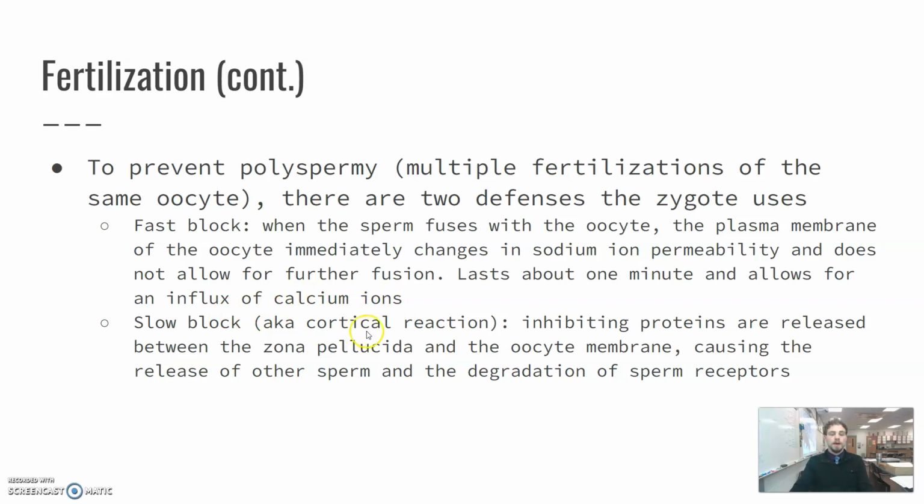And what it's going to do is allow for an influx of calcium ions. And then after that, you have the cortical reaction, otherwise known as the slow block. You're going to have these proteins being released between the zona pellucida and the oocyte membrane, which is going to basically kick off any of the other sperm that have not fertilized the egg yet. And it's going to cause degradation of the sperm's receptors on the oocyte membrane so that no more receptors can accept any other sperm that may be still trying to make their way in.